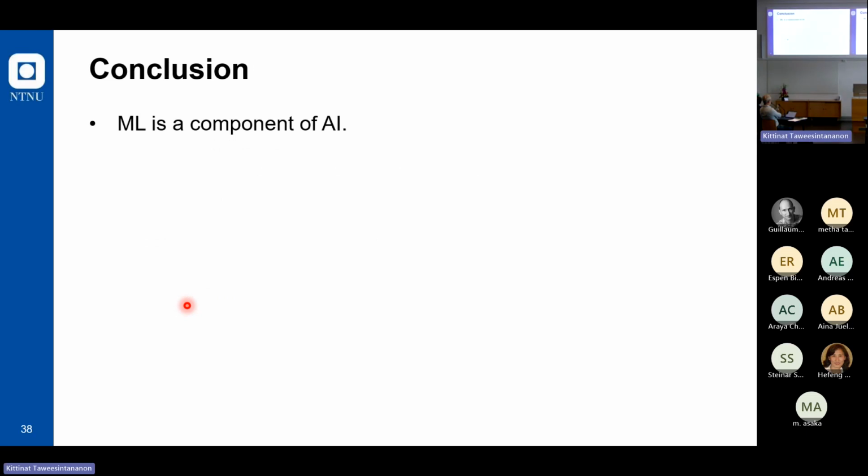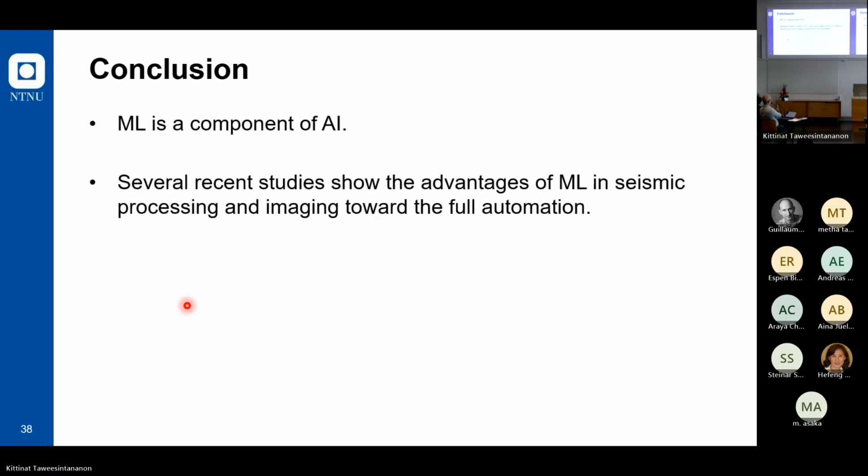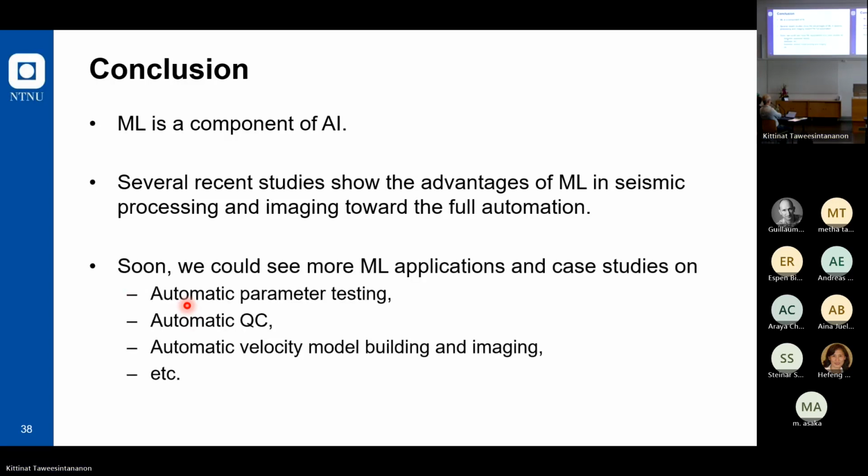Conclusion: machine learning is a component of AI. Several studies have shown some advantages of machine learning in seismic processing and imaging toward the full automation of the work. Soon, we should expect to see more machine learning applications and some case studies, especially in terms of automatic parameter testing, automatic QC, and automatic velocity model building and imaging.